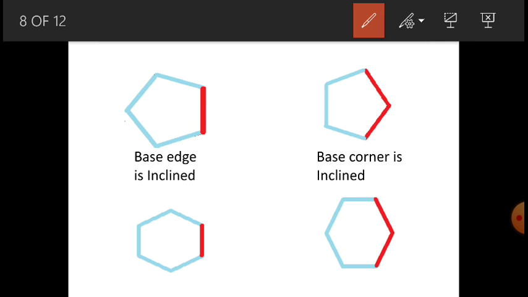The next type of positioning is when the base corner is inclined. If they say the base corner is inclined, as I said in the definition, a corner is nothing but a vertex, where two or more edges meet at a point. So we have to make sure that your vertices are to the right hand side of your axis. Okay, that is an important thing.